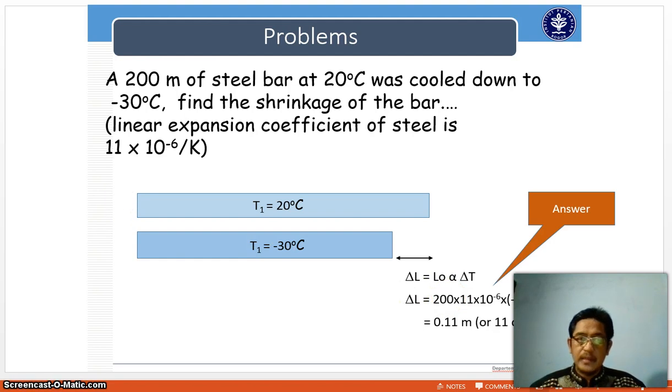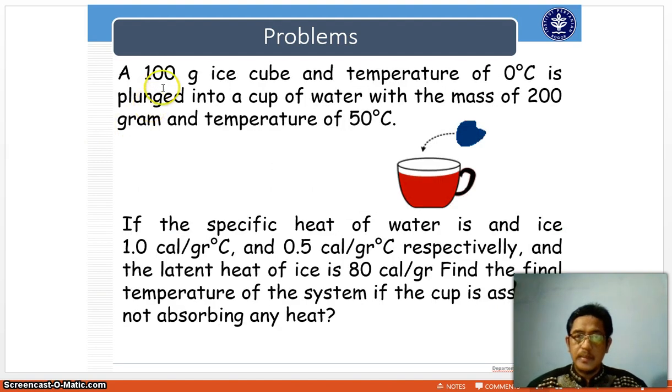Okay, let's continue with the next problem. If we have a 100 gram ice cube at 0 degrees Celsius that is plunged into a cup of water with a mass of 200 grams and a temperature of 50 degrees Celsius, find the final temperature of the system, if the cup is assumed not to absorb any heat. So the interaction is just between the warm water and the ice cube.